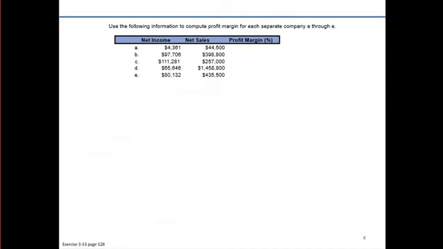Okay, here's an example of computing profit margin. You basically take net income and divide it by sales for these 5 companies. When we do that, each of these gets a percentage. That's how you express profit margin. It looks like the company doing the best is company C with a 43% profit margin. The company doing the worst would be company D with a 4.5% profit margin.